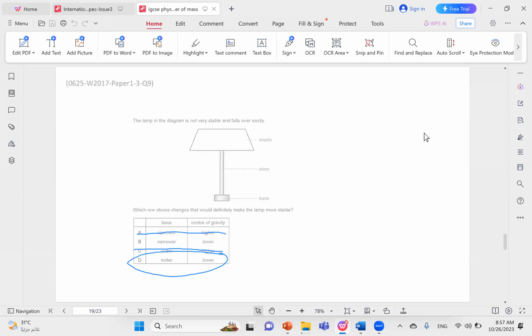This is, by the way, the core concept of center of mass. To increase stability, you want a wider base and a lower center of gravity.